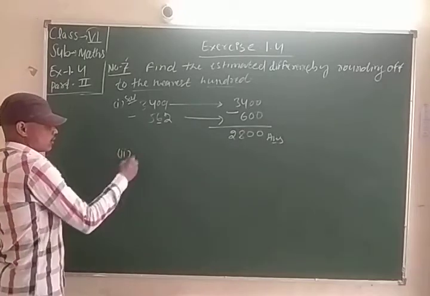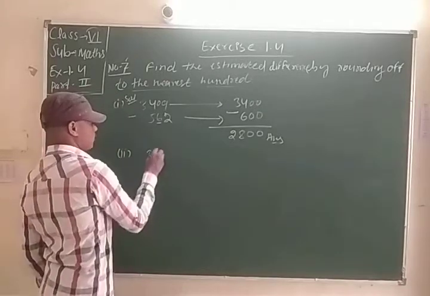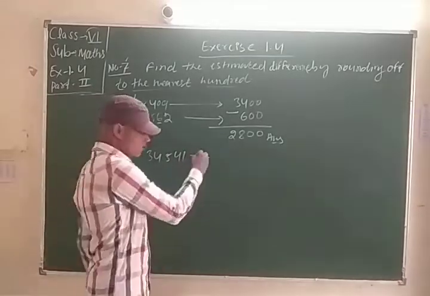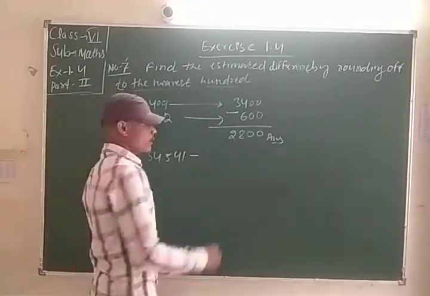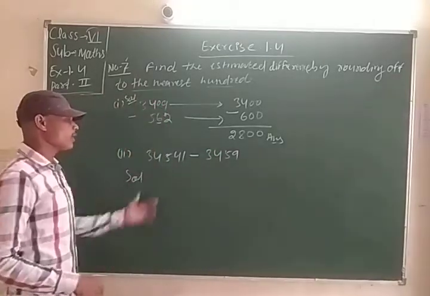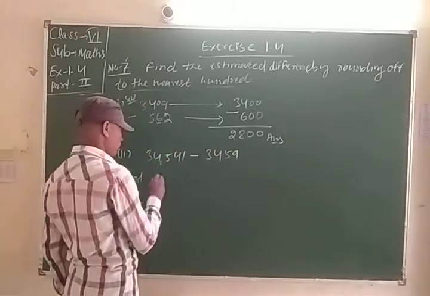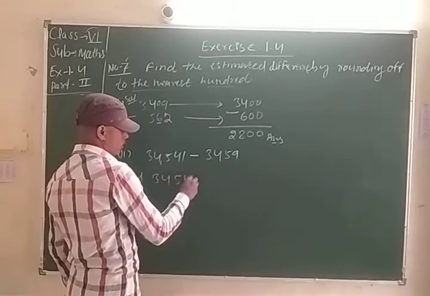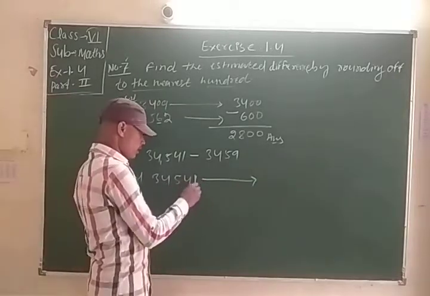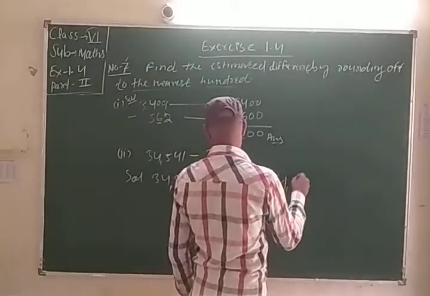What is the second bit? The second bit question is 34,541 minus 3,459. Then how can you solve? Solution: first we round up to the nearest 100, then find the difference. 34,541 rounded to the nearest 100: the 10s place is less than 5, that's why it is rounded to 34,500.